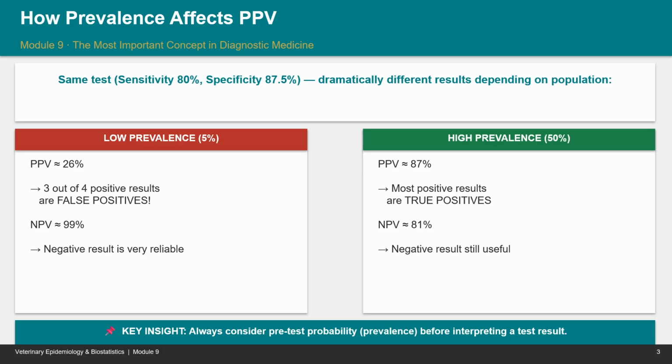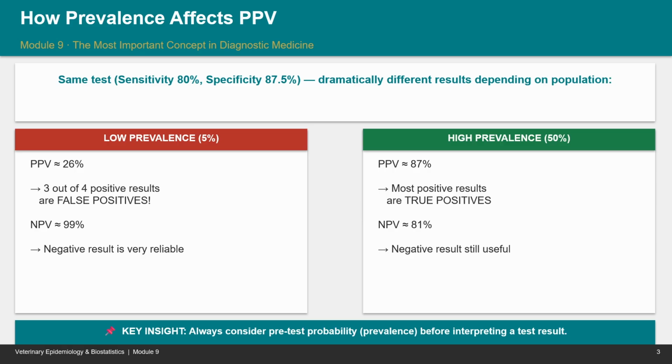This is a concept that surprises most people. Imagine you're testing a population where only 5% of animals have the disease. Even with a test that's 80% sensitive and 87.5% specific, your PPV is only about 26%, meaning 3 out of 4 positive results are false positives. Now, test a population where 50% are diseased and the PPV jumps to 87%. Same test, completely different clinical meaning.